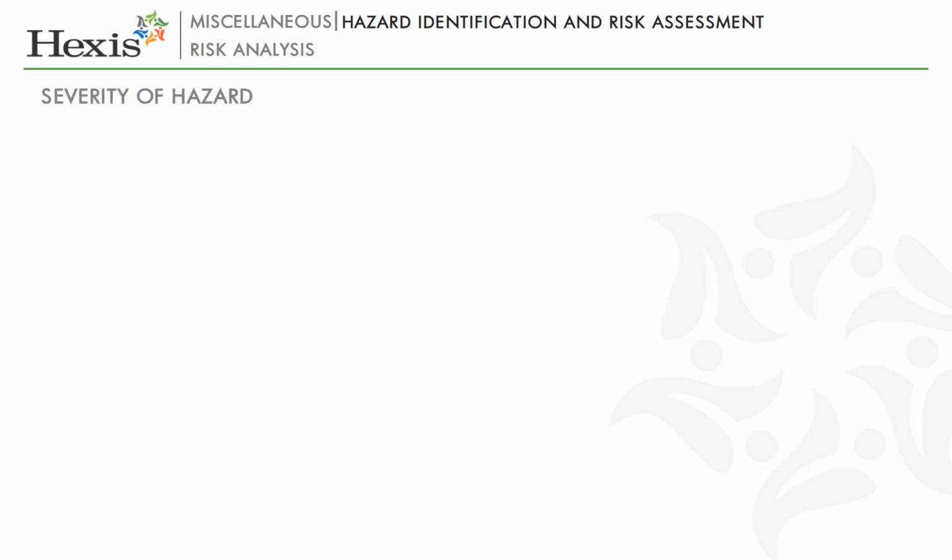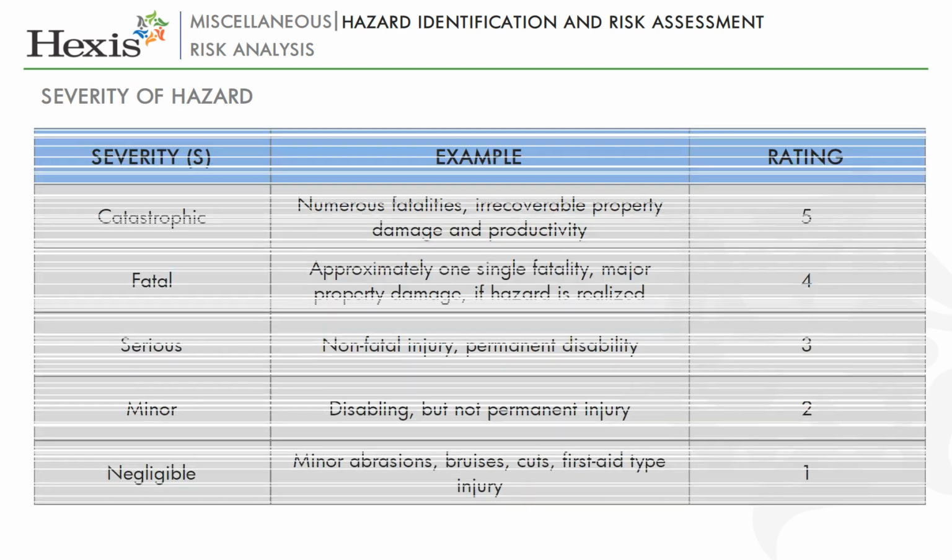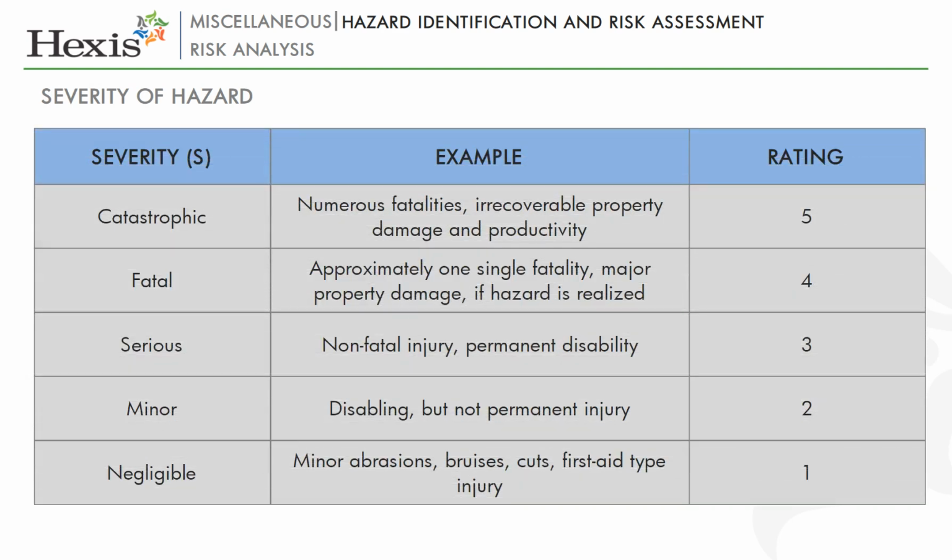Once the likelihood of an occurrence is analyzed, the next step would be to rate its severity. Let's see how this is done with the help of this table. Severity can be divided into 5 categories. Severity is based upon an increasing level of severity to an individual's health, the environment, or to property.